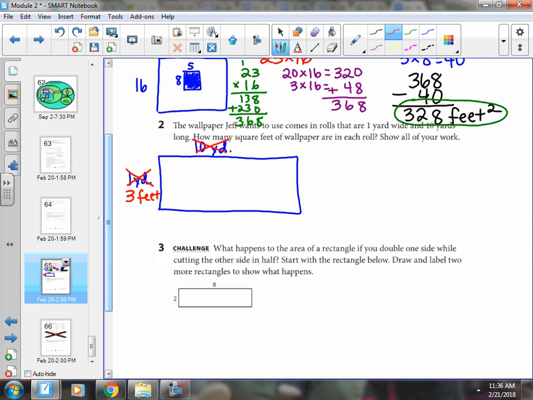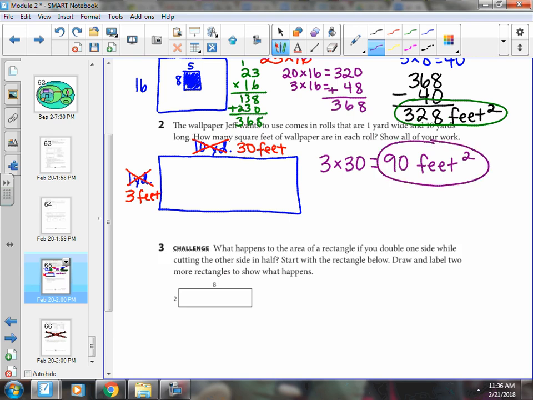And 10 yards, 10 times 3, is 30 feet. So instead of using the number 1 and the number 10, I'm going to use the number 3 and the number 30, because the question says not how many square yards is it, it's how many square feet is it. And 3 times 30 will give us the area in square feet. 3 times 3 is 9, 0 on the left, 0 on the right. And I'm going to label it square feet. There's another way you could have done it as well, but 90 square feet is the correct answer.